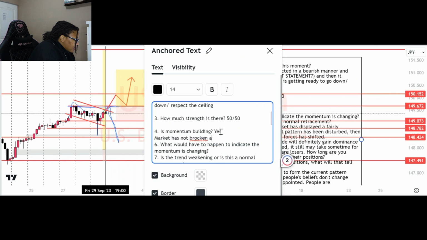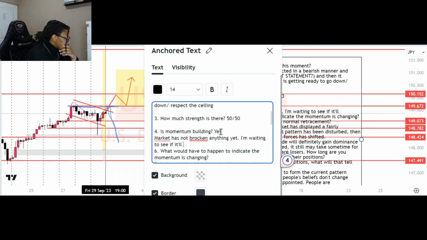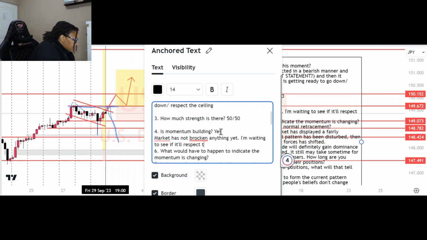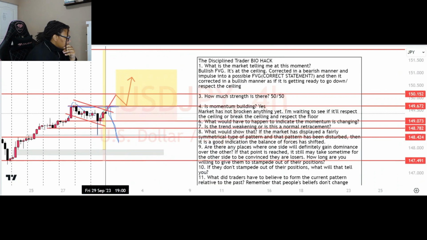The market has not broken anything yet. I'm waiting to see if it will respect the ceiling or break the ceiling and respect the floor, right? What I mean by respect the floor is that I am talking about this move right here, this retest. Because if it breaks the ceiling, the ceiling changes, it becomes the floor.